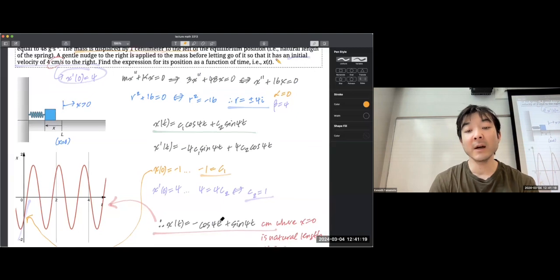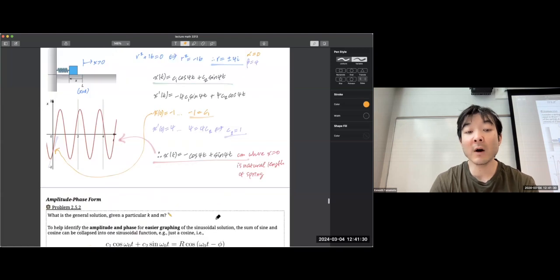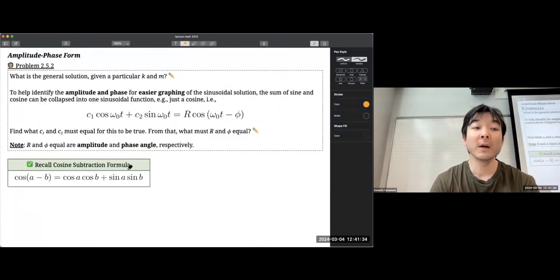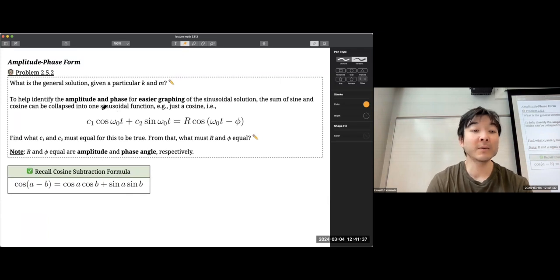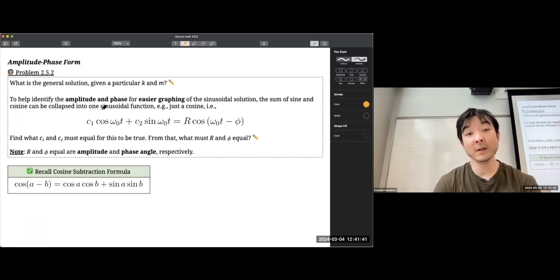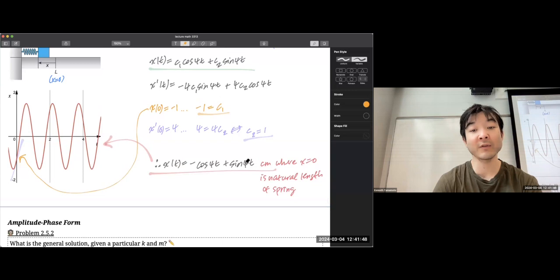But you wouldn't be able to tell just by looking at this immediately. You might also want to know the period or frequency of your oscillations, and that's also not clear by just looking at this solution. That's why people like to rewrite this in so-called amplitude phase form. This helps identify amplitude and phase, but also allows you to graph it more easily if you didn't have a graphing calculator. If you just had this, it's hard to tell what the graph of negative cosine of 4t plus sine of 4t would be.